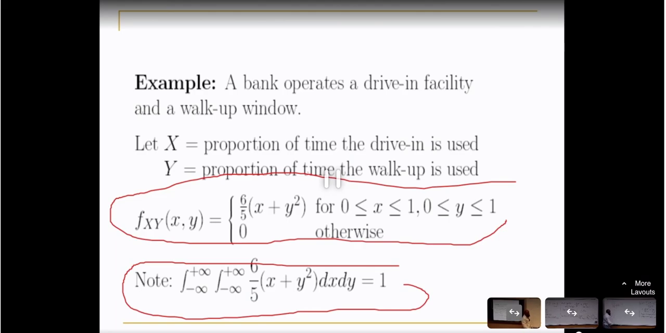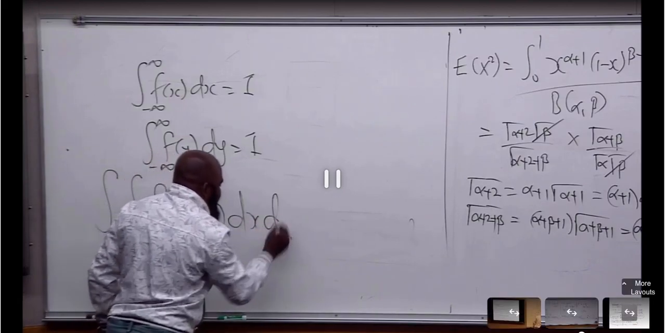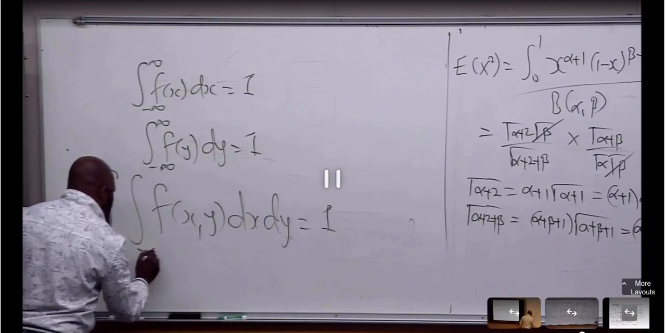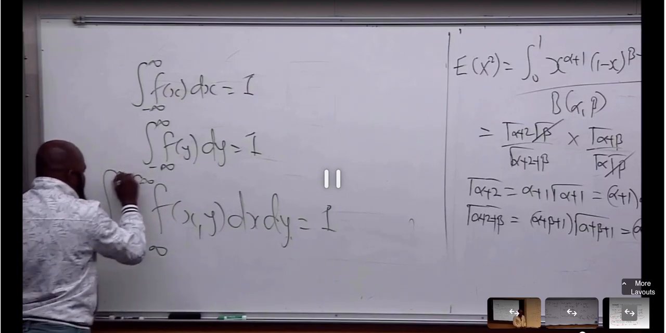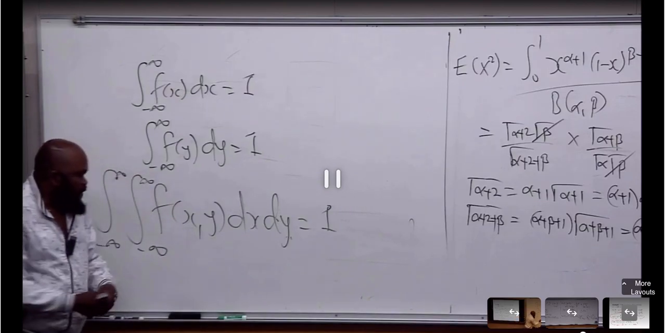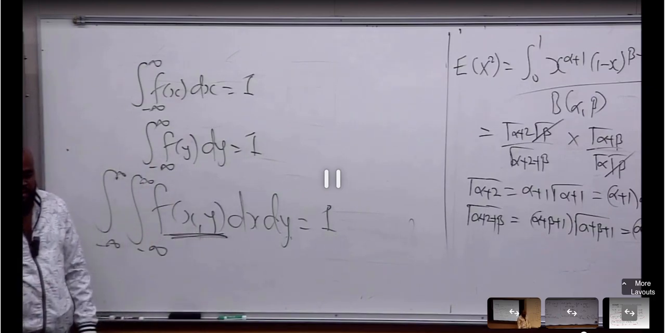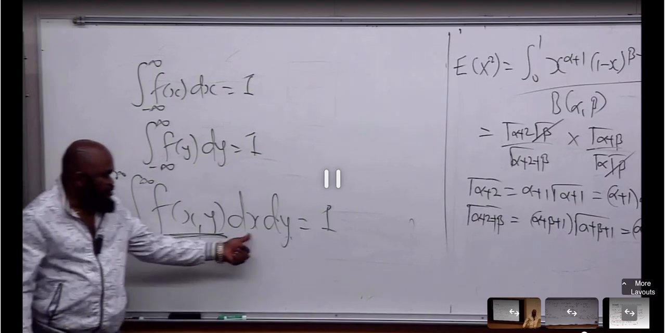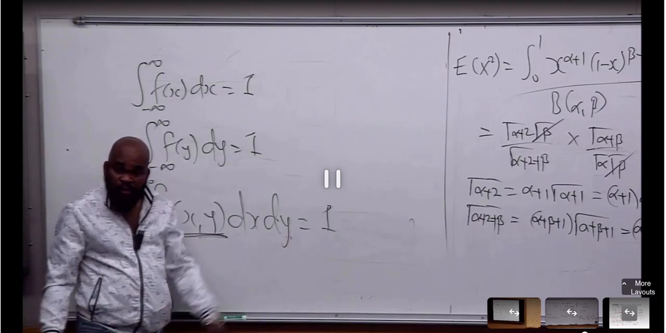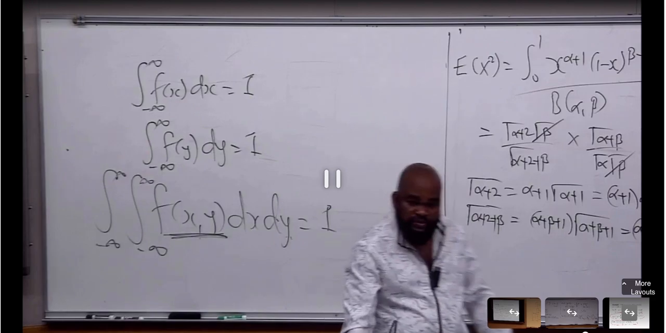For f of x, for f of y, but for the joint. Does that make sense? If I want to show whether this is a valid joint PDF, then if I do this, I must get 1. If you don't get 1, whatever you're going to be computing from that will be very, very wrong.